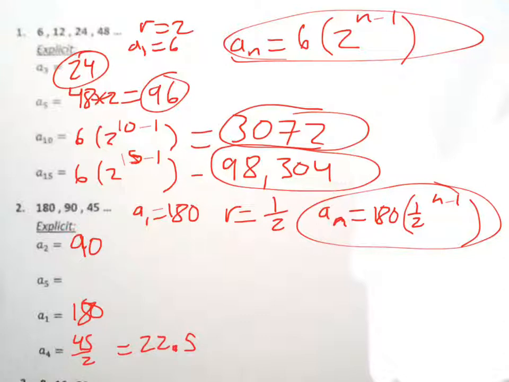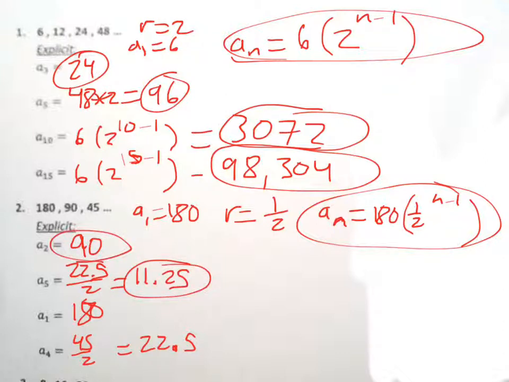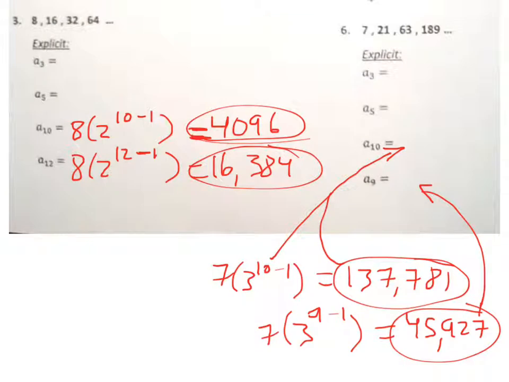22.5. And if you go to a sub 5, you can take 22.5 and divide by 2, which will give you 11.25. So notice how I didn't even use my explicit function, just because for me it was kind of easier to take this, divide by 2, divide by 2. So now if they asked for something like a sub 15 or a sub 10, I would definitely have plugged it in because it would have been easier at that point, because you just put that number there, punch it in your calculator, ready to go.